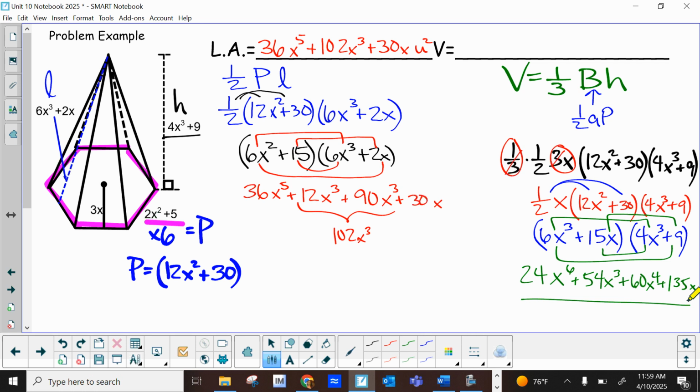And make sure you write it in exponent order. So it'll be 24x to the 6th plus 60x to the 4th plus 54x cubed plus 135x. This is volume, so we're going to say cubic units. And that is it.